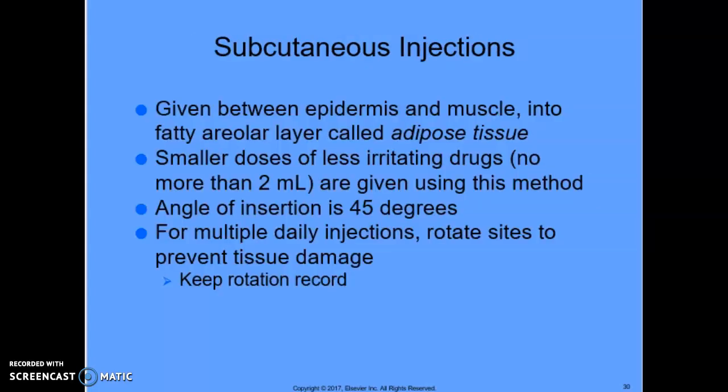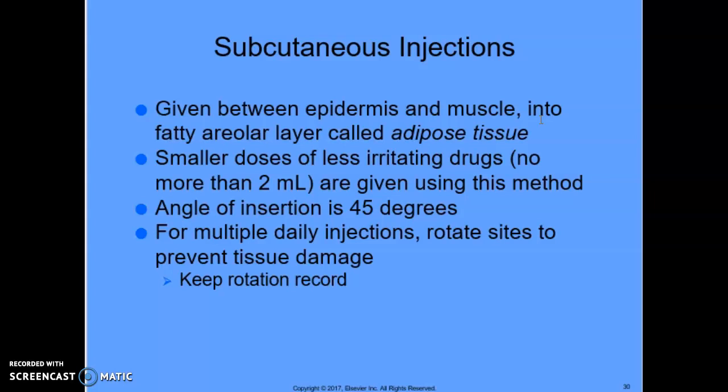So we're moving on to subcutaneous injections, the SQs or sub-Qs. These are given between the epidermis and the muscle into the fatty area called the adipose tissue. Smaller doses of less irritating drugs, no more than 2 milliliters. The angle of insertion is a 45-degree angle. So subcutaneous: 45-degree angle, no more than 2 milliliters of medication.